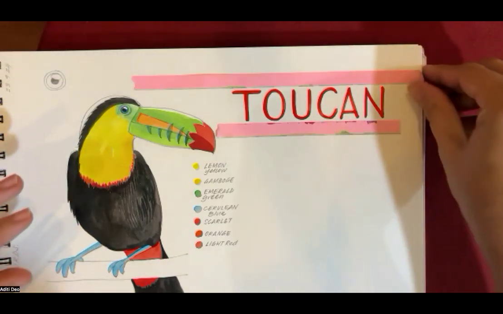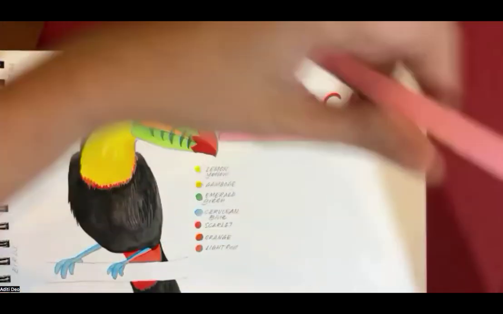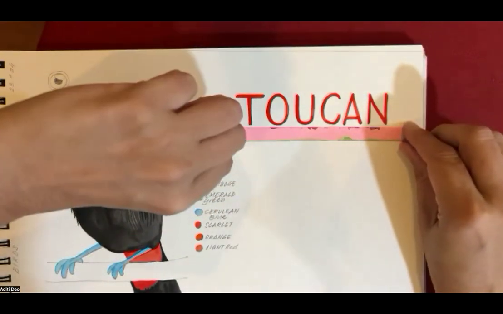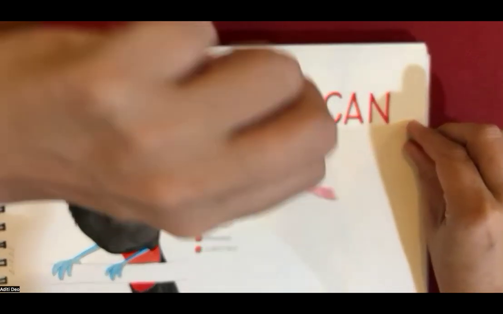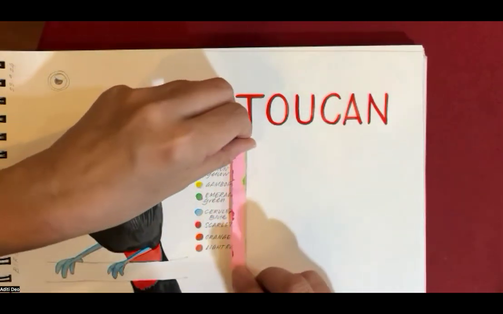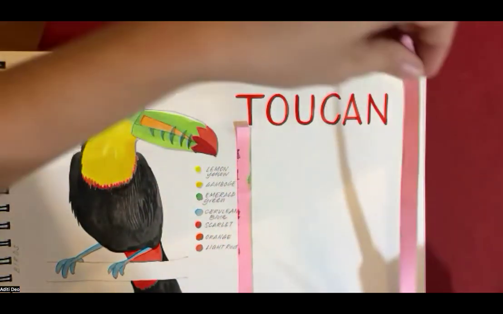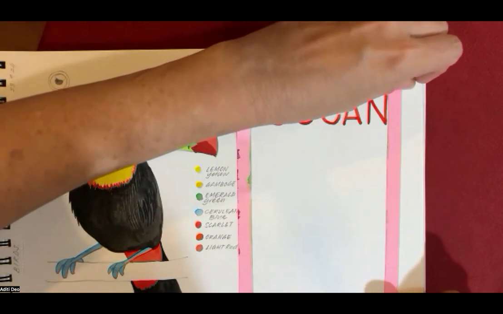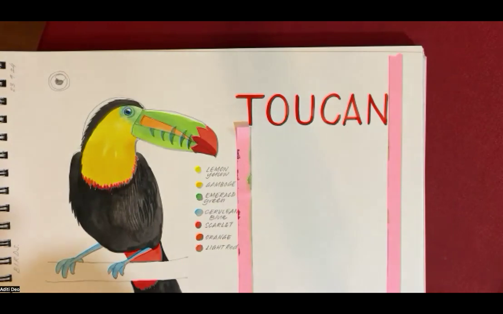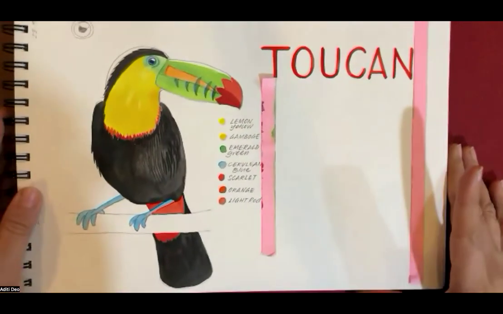And once this is done, I will put the tape back in the back of the book to use another time. Or I can also put the tape over here and write in the information about the toucan inside this block. Now put it very carefully so I don't touch the wet paint.